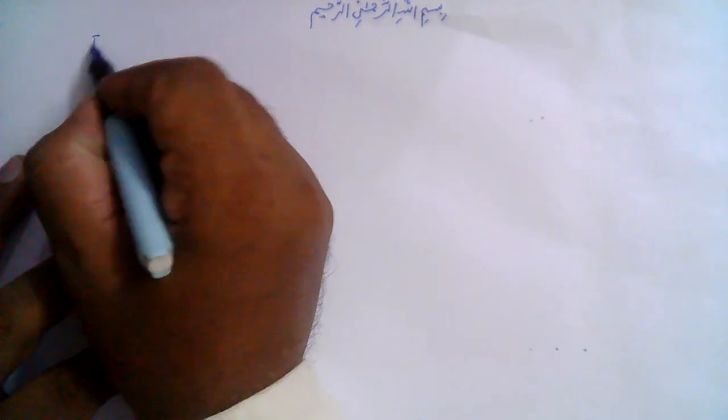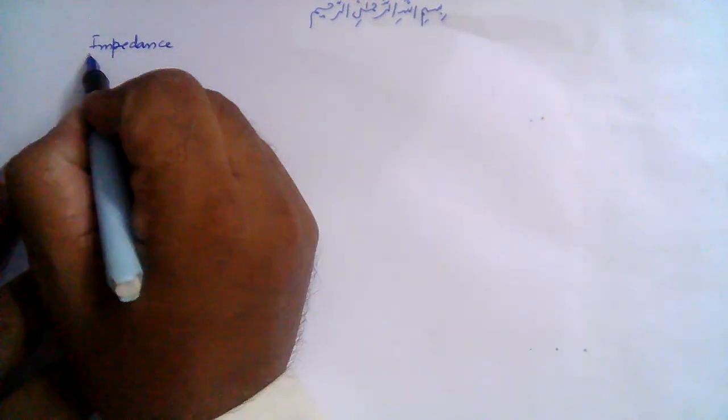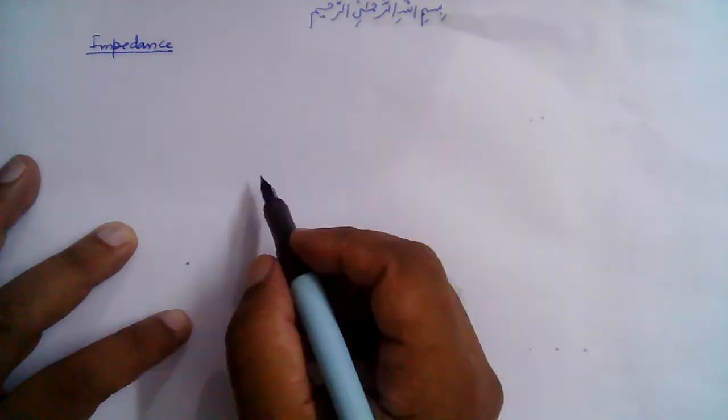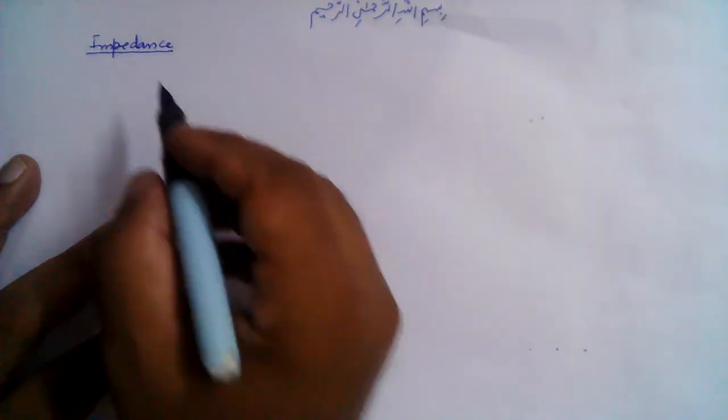Bismillah Rahman Rahim. So, the topic for this lecture is impedance. We need to know the phasor relationship for the voltage and current for the three circuit elements.